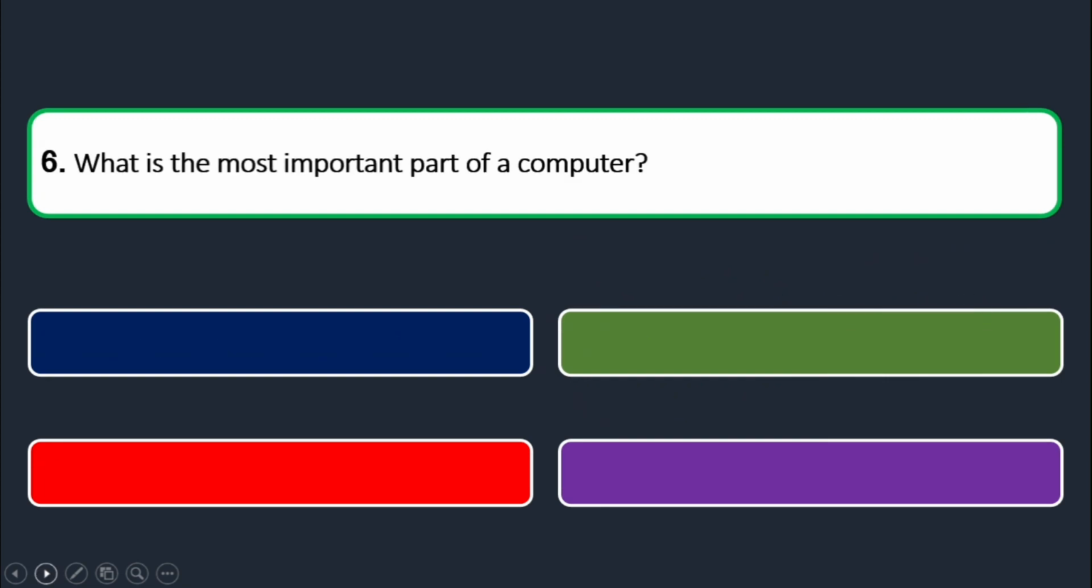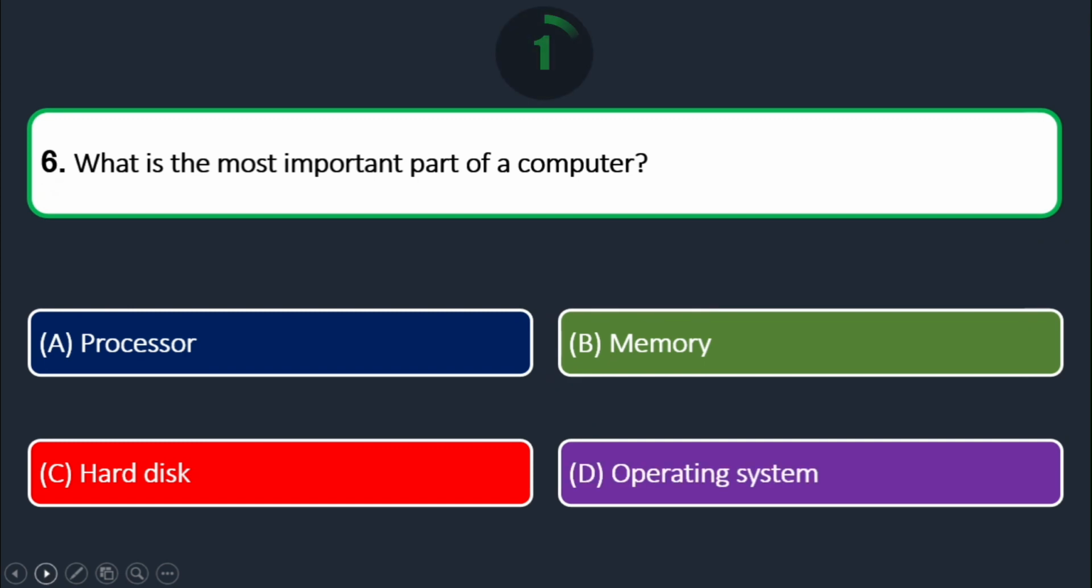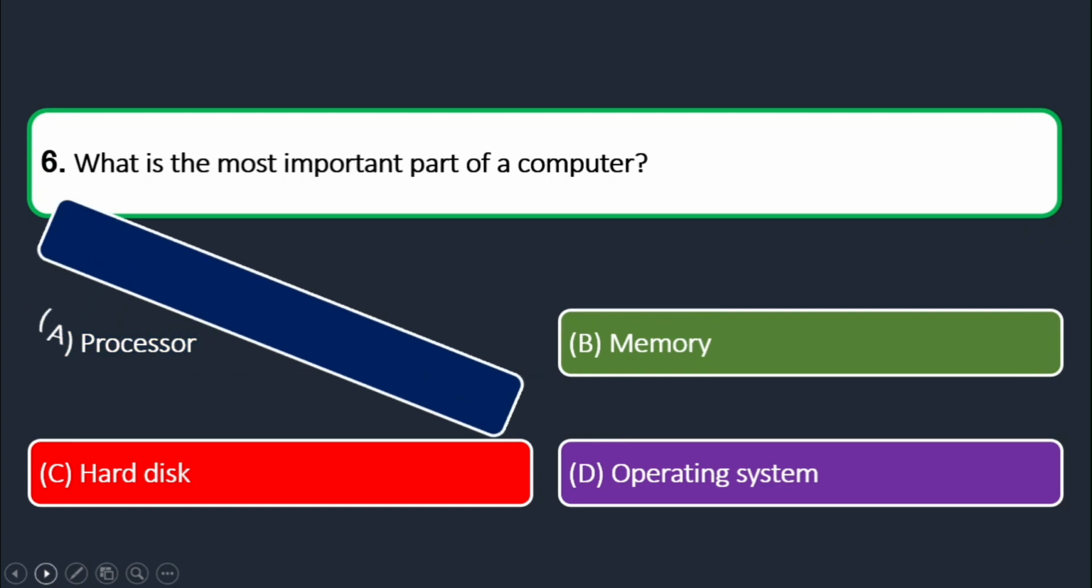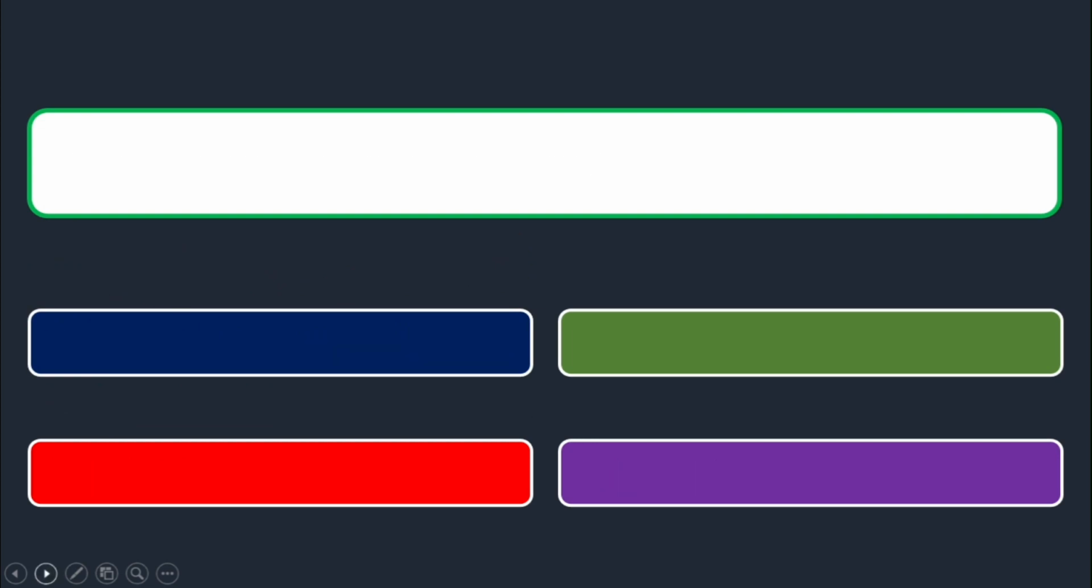Sixth question. What is the most important part of a computer? Your options are A. Processor, B. Memory, C. Hard disk, D. Operating system. The correct answer is A. Processor.